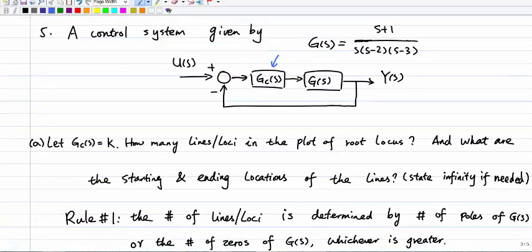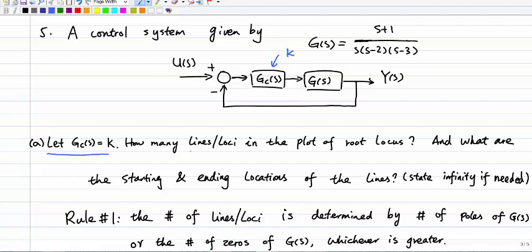So the first question said, let's say GC of s is k. Let's say this is k over here. So this is a standard form. When GC of s is k, this is the standard root locus structure, and we can just use the 10 rules I mentioned in previous lectures to draw the root locus. So the first question is, let's say GC of s is k.